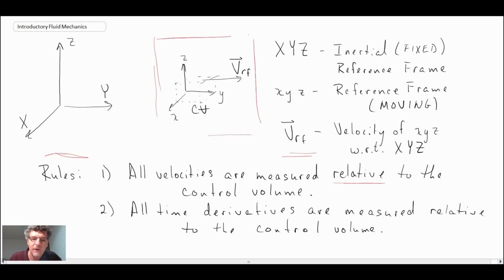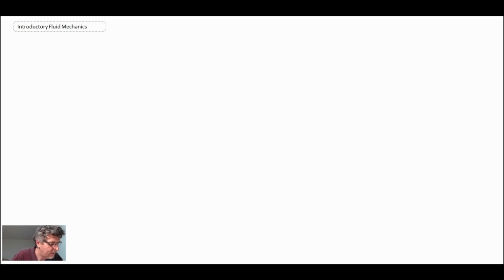And so if we have a velocity that is in the inertial frame, we have to then convert that and look at the relative velocity with respect to the control volume. And the second one is that all time derivatives are measured relative to the control volume as well. So those are some of the basic rules we have for a control volume that's moving at linear velocity.